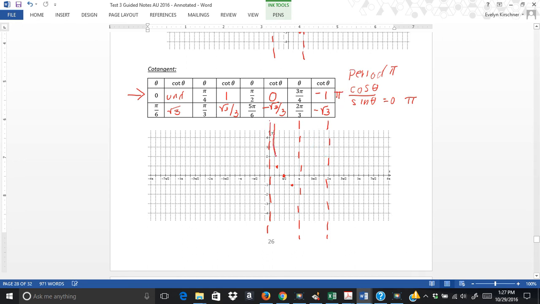So I graph it, and it looks like this. And if you notice, it's similar to the tangent. It is shifted over by pi over 2, and it's also been reflected.